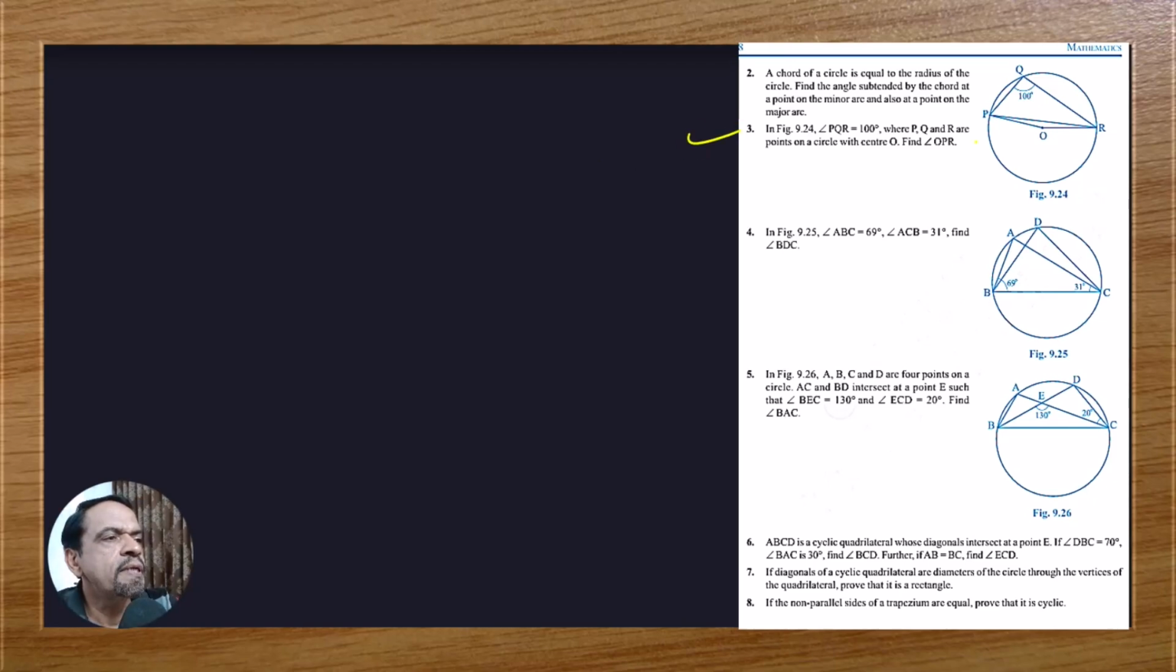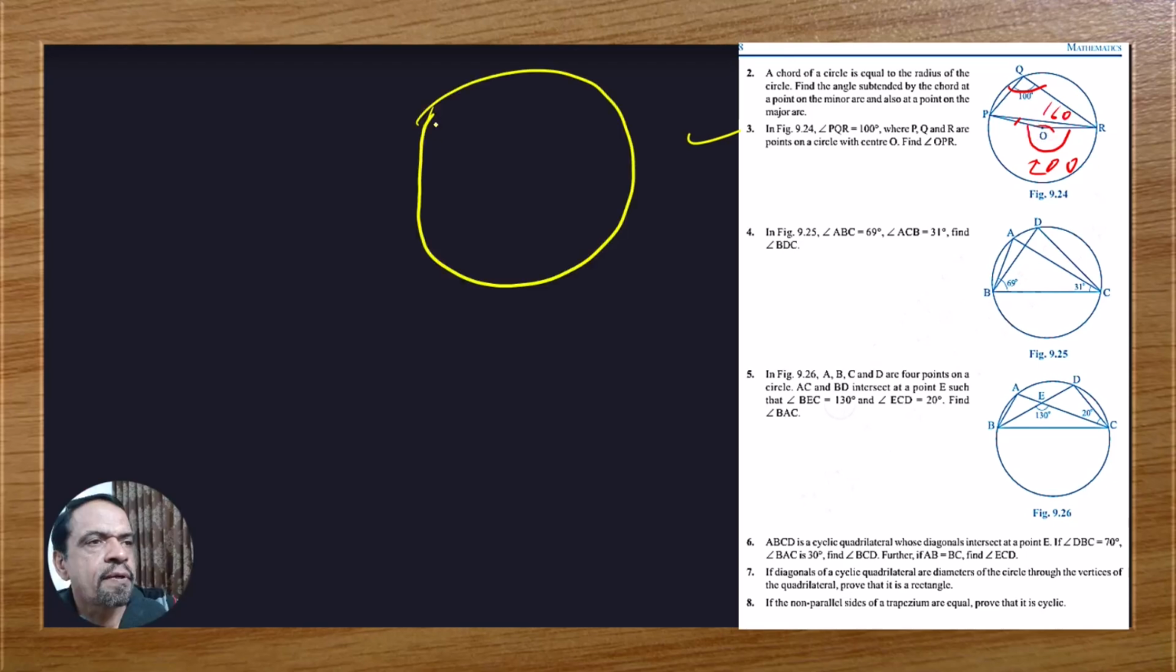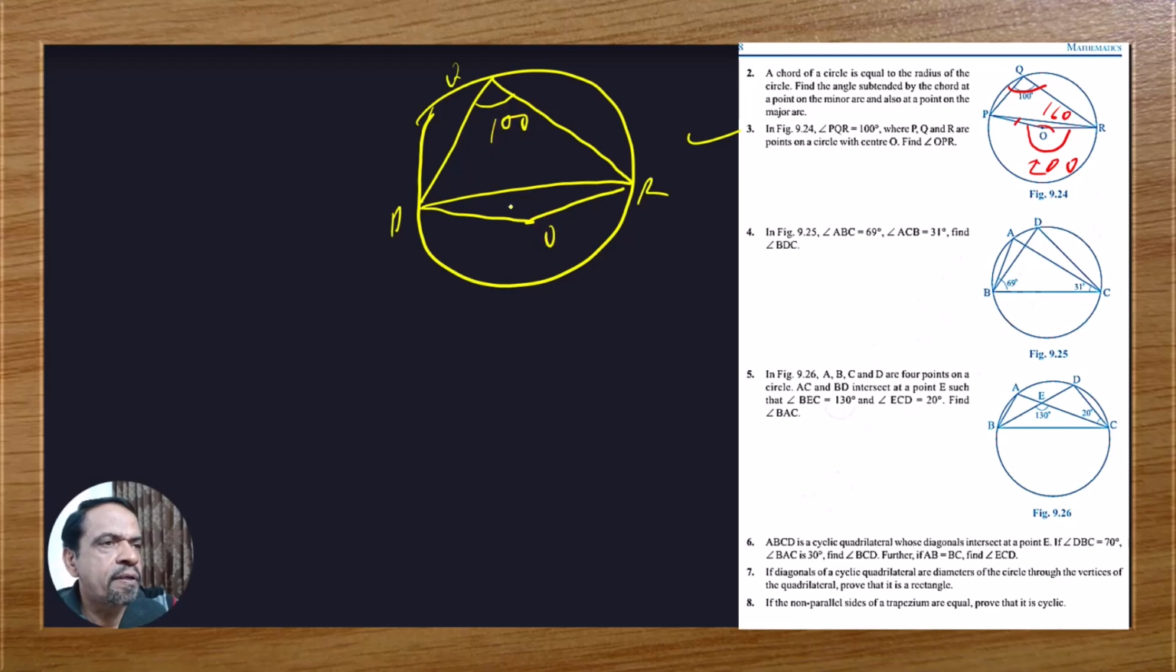Now question 3 is also important. In the diagram, it is given that angle PQR is 100 degrees. We have to find the angle OPR. Very simple. The angle at the center is twice the angle at the remaining part, so this angle will be 200 because this is at the center, and the reflex angle inside this will be 160. Let us see clearly in the diagram. At the remaining part it is 100, so the angle at the center will be 200.